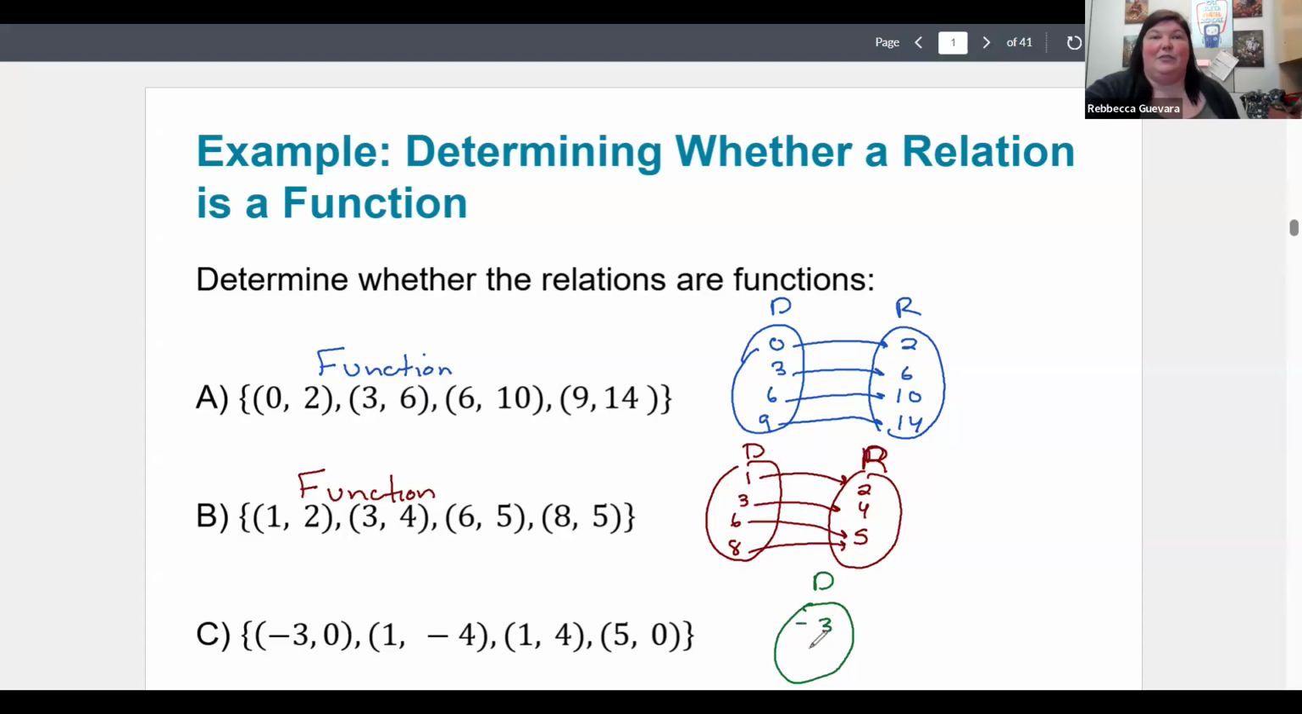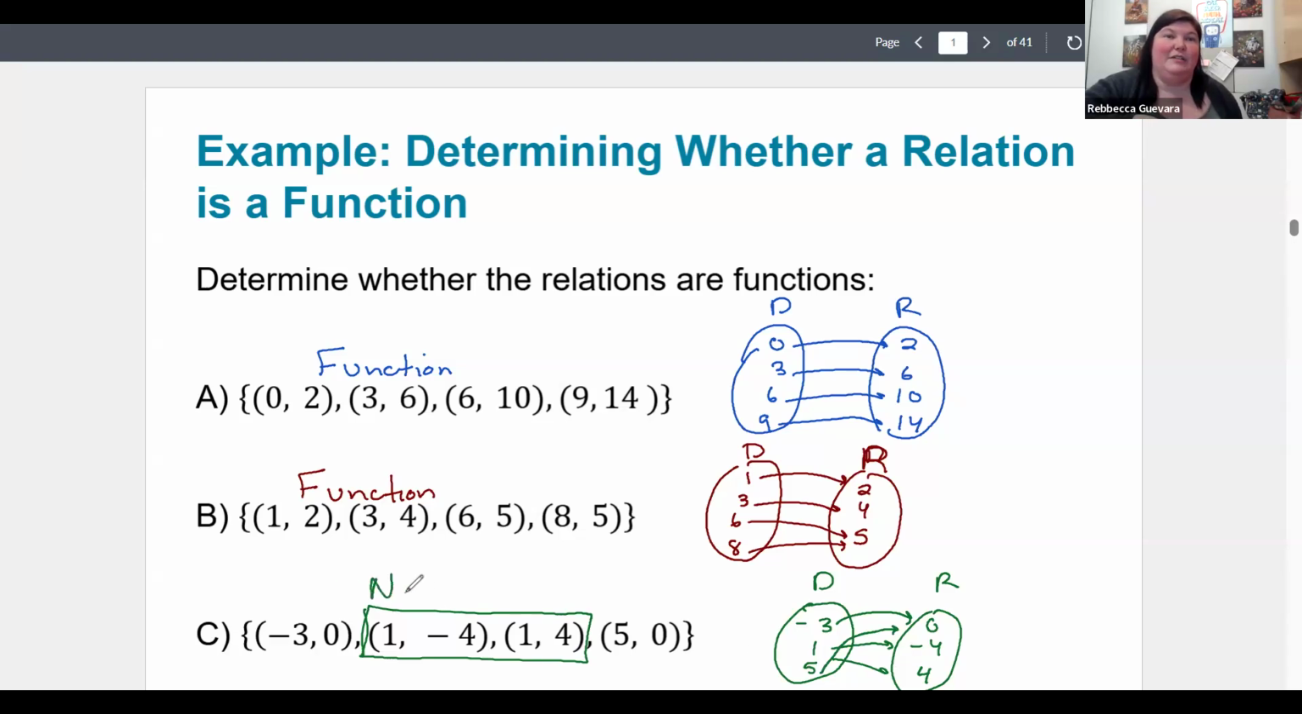So the domain is -3, 1, and 5. My range is going to be 0, -4, and 4. We see this -3 goes to 0. That's okay. 1, however, goes to 2 different values. So this is the problem here, is that 1 goes to -4, but that 1 also goes to 4. And the 5 goes to 1, which is also not a problem. It's this part right here. So this is not a function because at least the 1 in the domain maps to 2 values, -4 and 4 in the range.